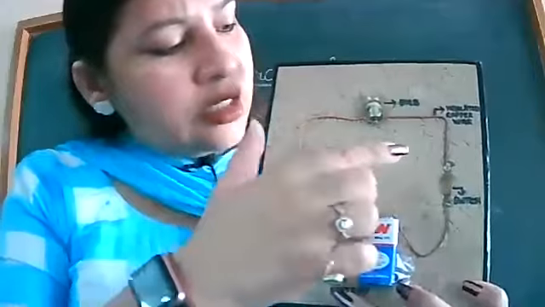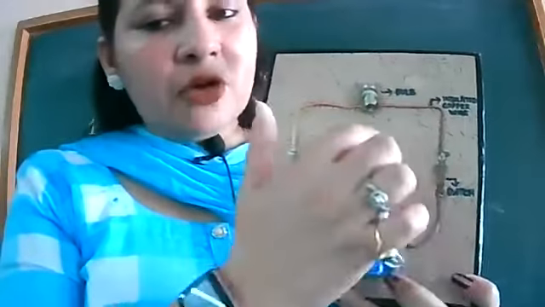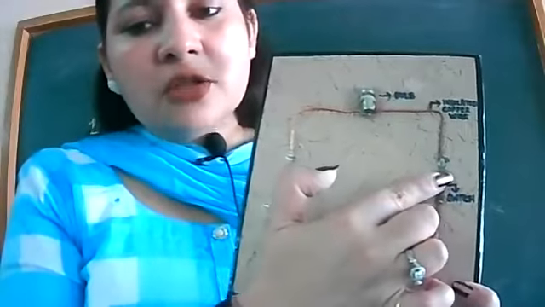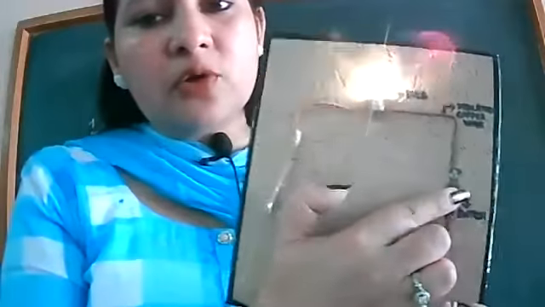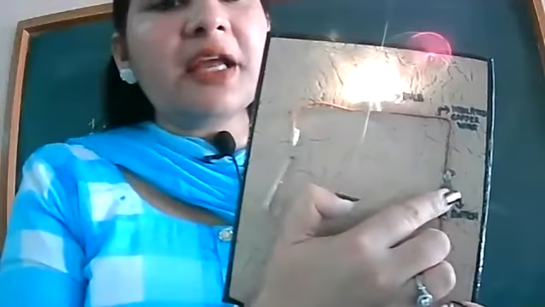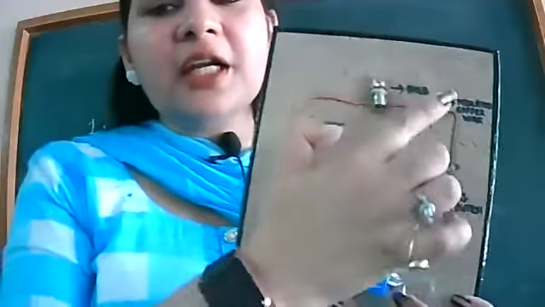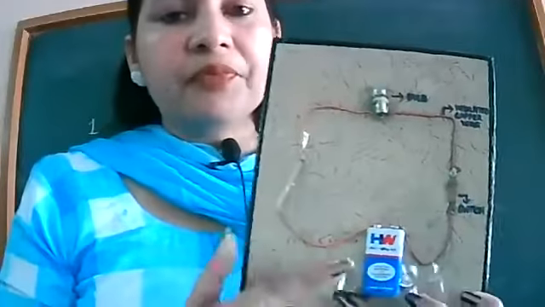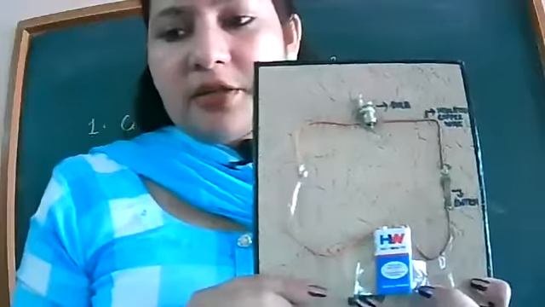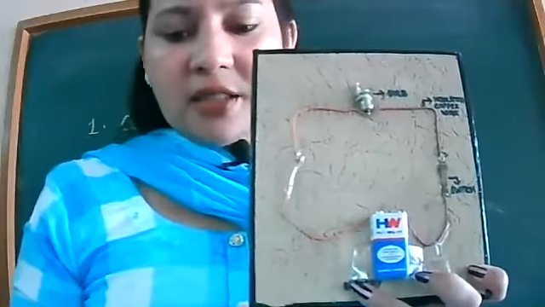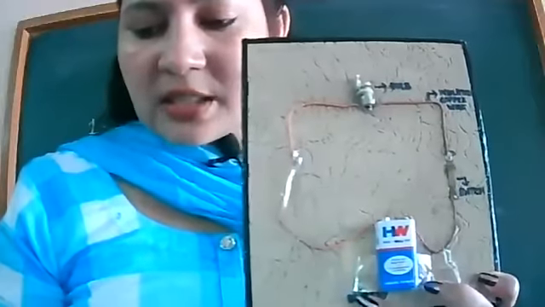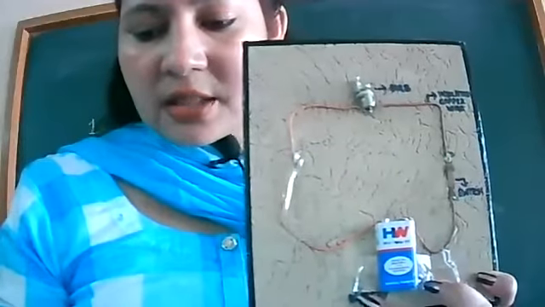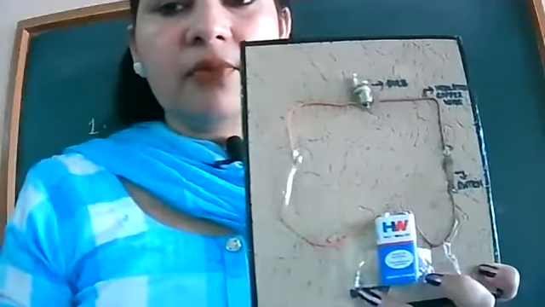Okay, and this is a switch here. I'll be drawing its symbol also, switch. So when I press this switch, the bulb glows. So this is a simple circuit in which we have connected different components and connected them through wires. This is a simple electric circuit. Okay, students, is that clear? Fine?